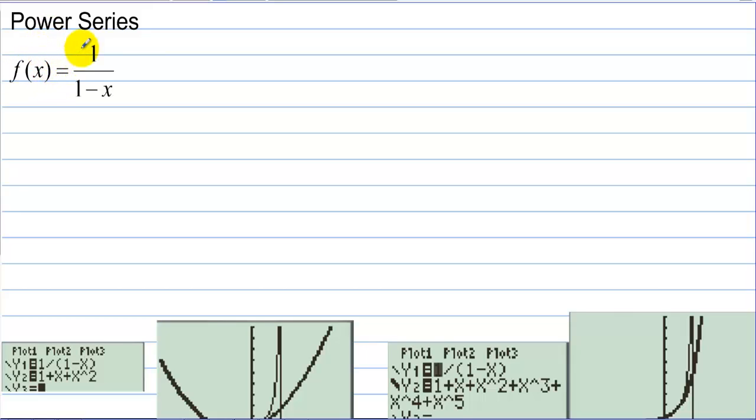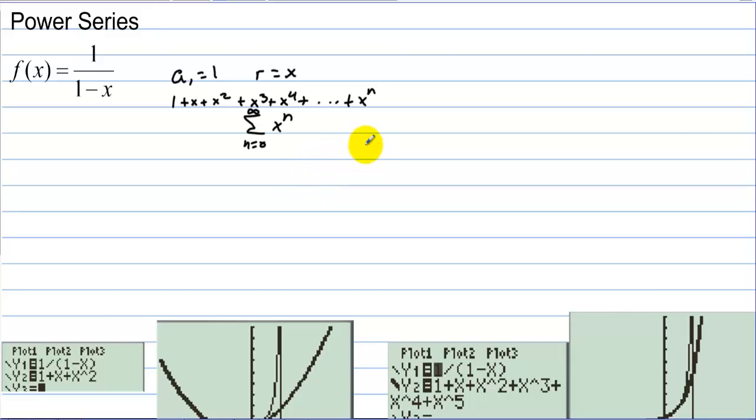Power series: f of x equals 1 over 1 minus x. The series for this comes from a geometric series where a sub 1 is equal to 1 and r is equal to x. So the series is 1 plus x plus x squared plus x to the third plus x to the fourth, keep on going in that manner. If we write this in sigma notation, the nth term is just going to be x to the nth power, and in sigma notation, we're going from 0 to infinity of x to the n.